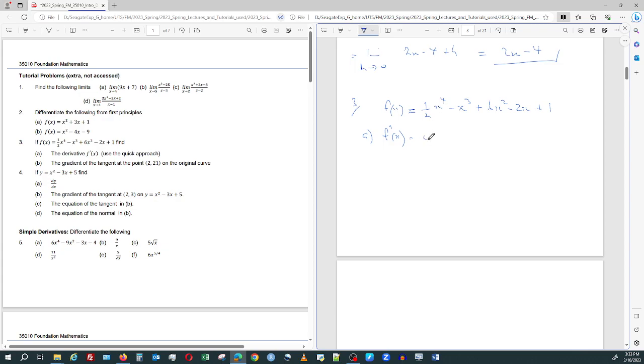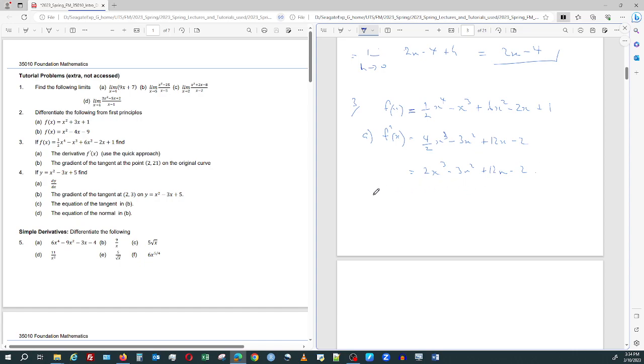Right, 4 out the front. 4 minus 1 is 3. 3 out the front. 3 minus 1 is 2. 2 sixes are 12. Minus 2, and they're gone. Very straightforward. So 4 over 2 is 2x cubed minus 3x squared plus 12x minus 2. So that's the quick approach.